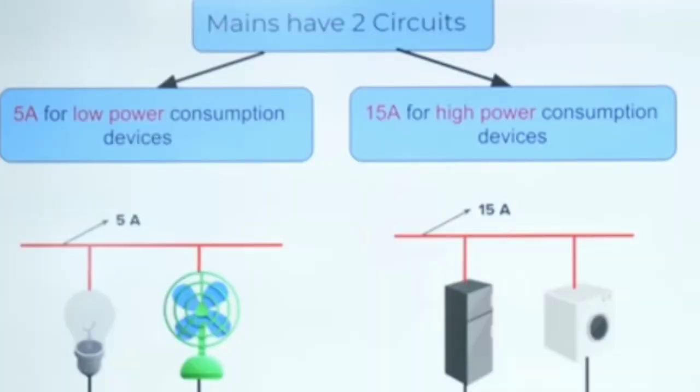And there is one more point. In the main circuit we have two types of circuits: for low power consumption devices and for higher power consumption devices. For low power consumption devices, the circuit is made for only 5 ampere, and for higher power it is 15 ampere. Examples of low power consumption devices are a fan and an electric bulb. Examples of higher power consumption devices are an AC, TV, and washing machine.